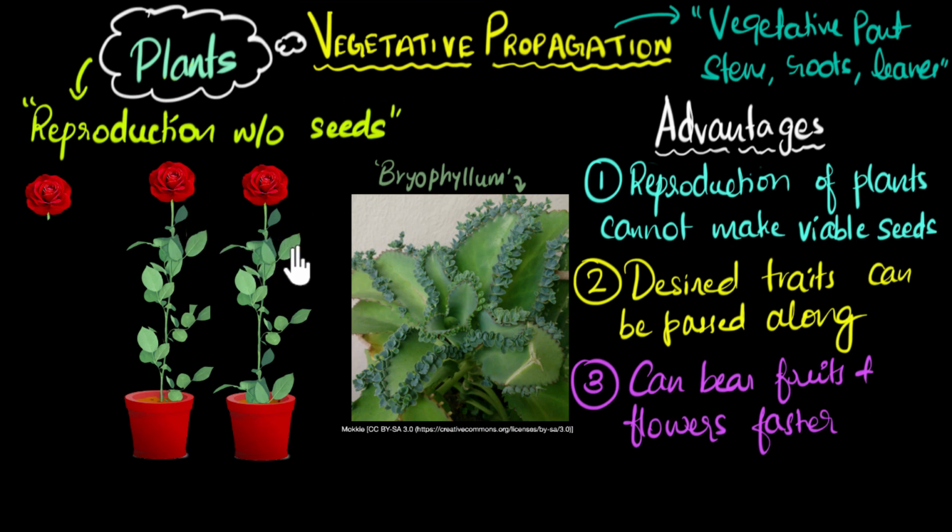There are many examples. And one important example to remember from the exam point of view is this bryophyllum, which starts making tiny plantlets from the tip of its leaf. And eventually, when the leaf becomes heavy enough, it falls onto the ground and new bryophyllum plants can start growing from that. And because the reproduction is asexual, you can pass along any desired trait you want. And because we are skipping its childhood, its germination time, it can bear fruits and flowers faster.